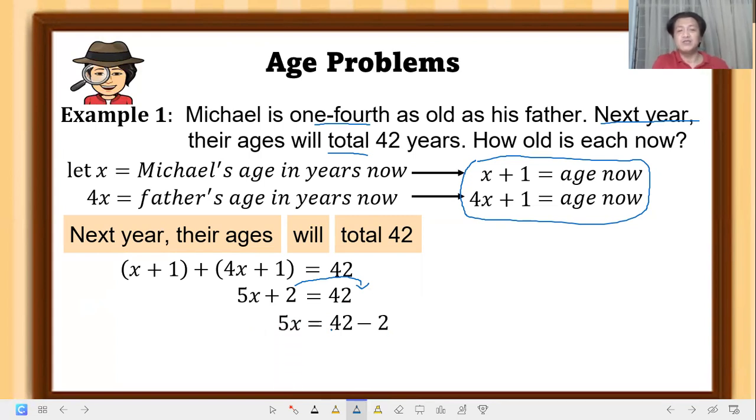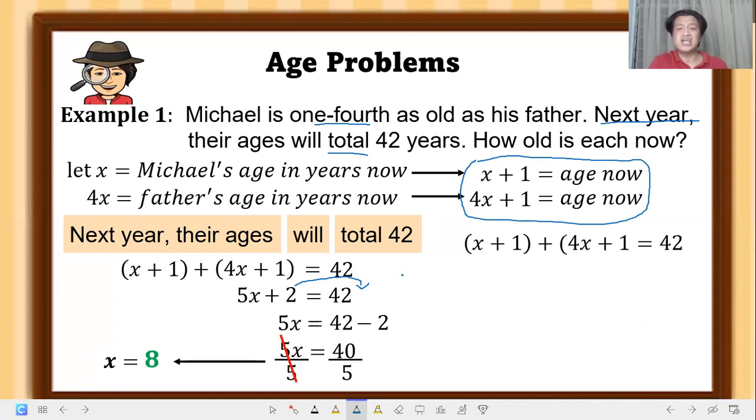Copy natin yung 5x. So what is 42 minus 2? That is 40. Copy natin yung 5x. Therefore, you can now divide both sides of the equation by 5 para ma-cancel yung 5 dyan kasi kailangan matira si x. Okay, therefore, what is 40 divided by 5? Yun ngayon yung value ng x natin. That is 8. So, balikan natin ng tanong, how old is each now given the value of x?